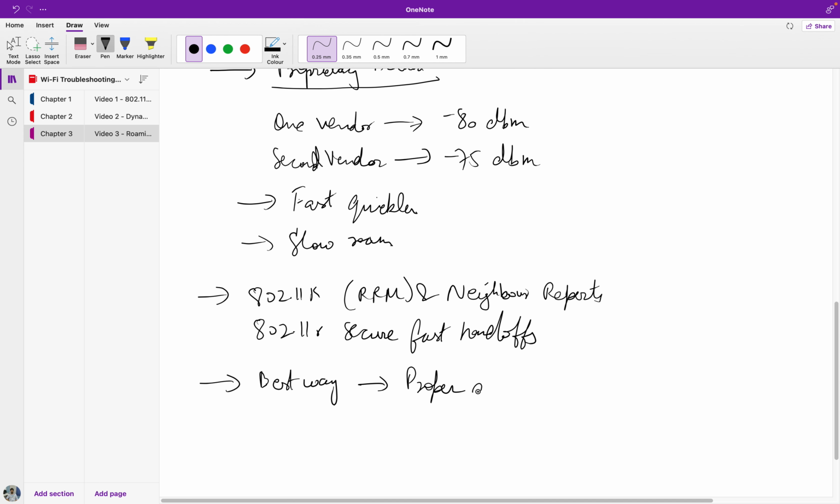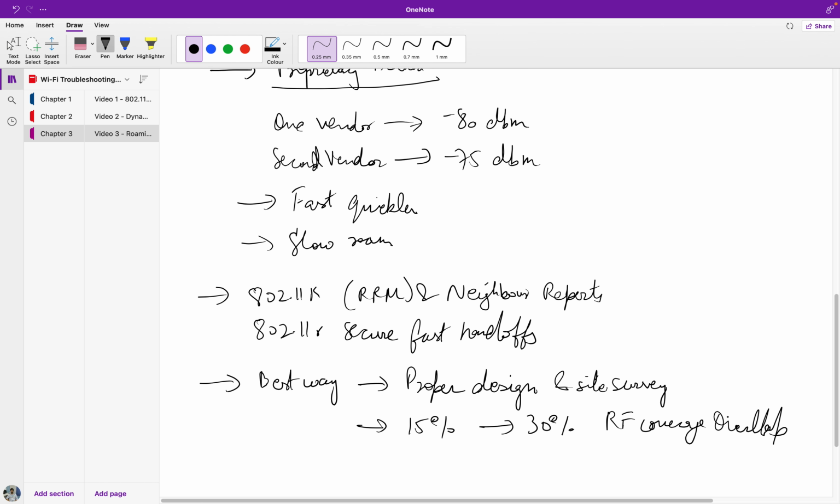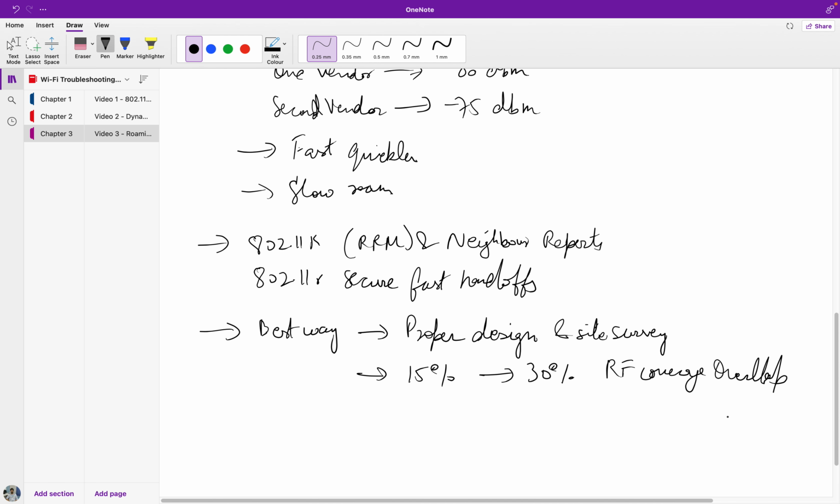We underestimate the power of a good design in Wi-Fi. I've seen that with many customers. But a proper Wi-Fi design and a thorough site survey can really ensure that roaming is controlled as much as possible, and clients roam properly. Usually vendors suggest that there has to be a 15 to 30% RF coverage overlap. This is all good. You can have an overlap of 15 to 30%. That's going to make sure that the roaming is done properly.